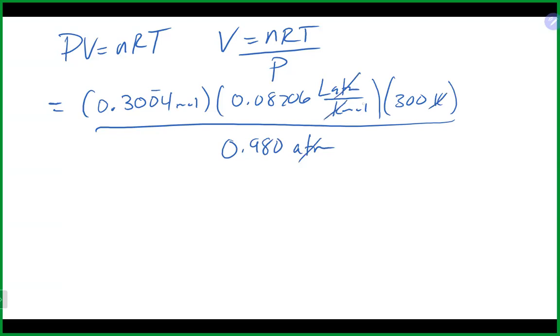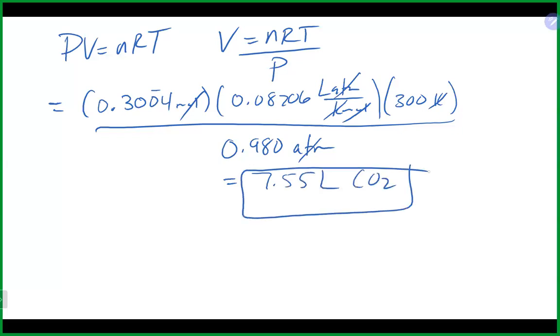Atmospheres cancel, Kelvin cancels, and moles cancel. Going to get us, with 0.3004, 0.08206, 300, and 0.980, about 7.55 liters of CO2 that would be produced in this case. This would be a theoretical yield, as that is a product that was produced.